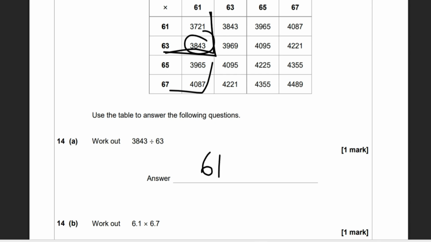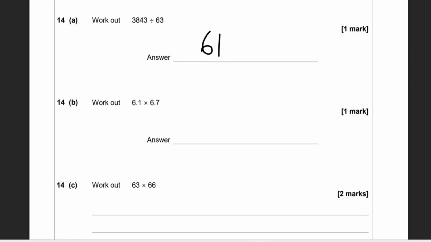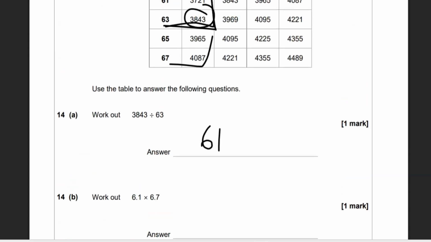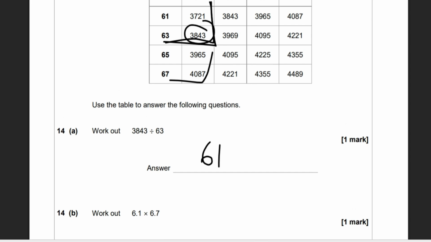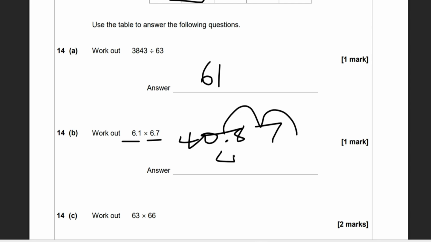And how do you do 14B? 6.1 times 6.7. Okay, so go find out 61 times 67. 61 times 67 is 4087. Okay, so we bring it down. So without the point, it is 4087. Now there are two numbers after the point. One number here, one number here, making two numbers after the point. So the answer is 40.87.